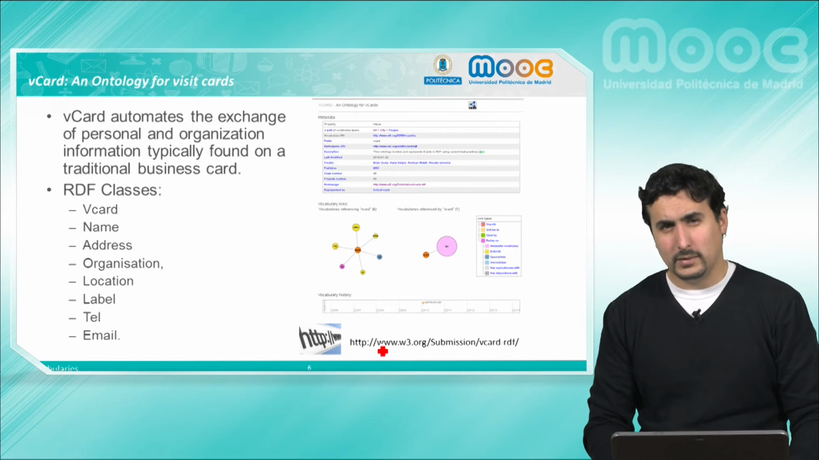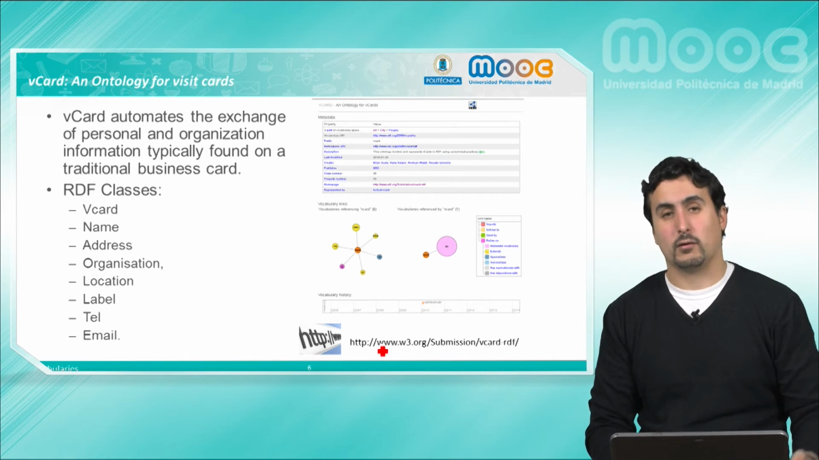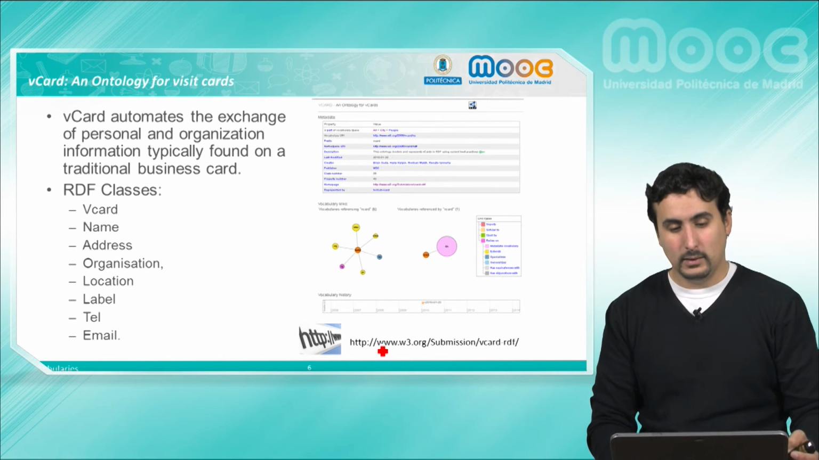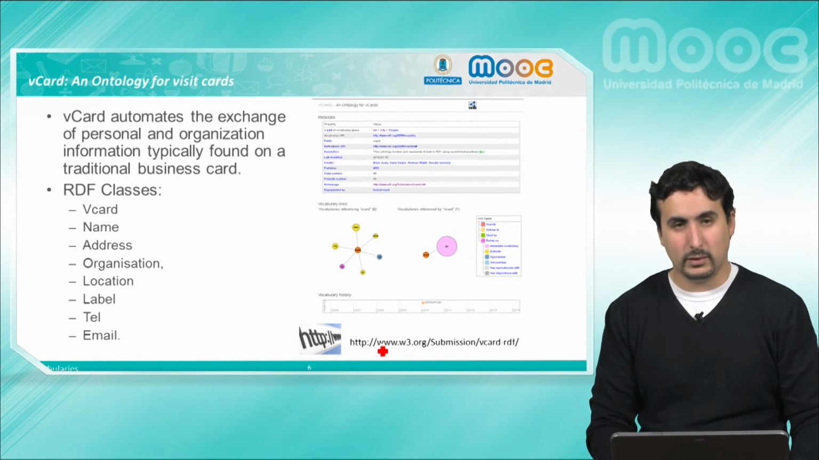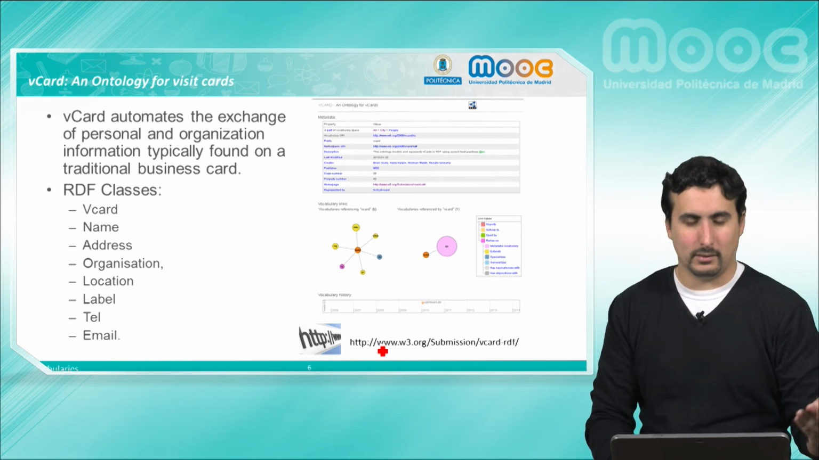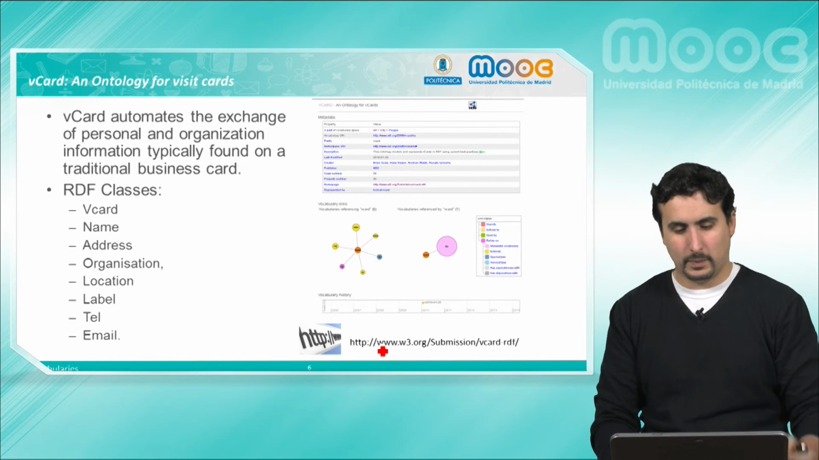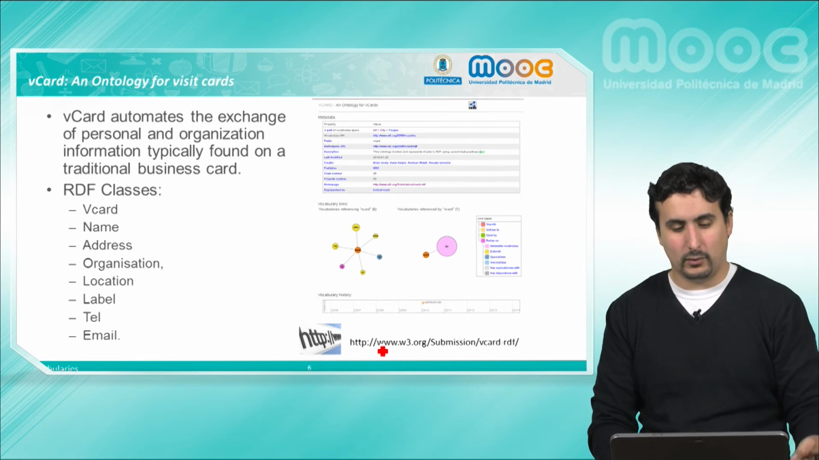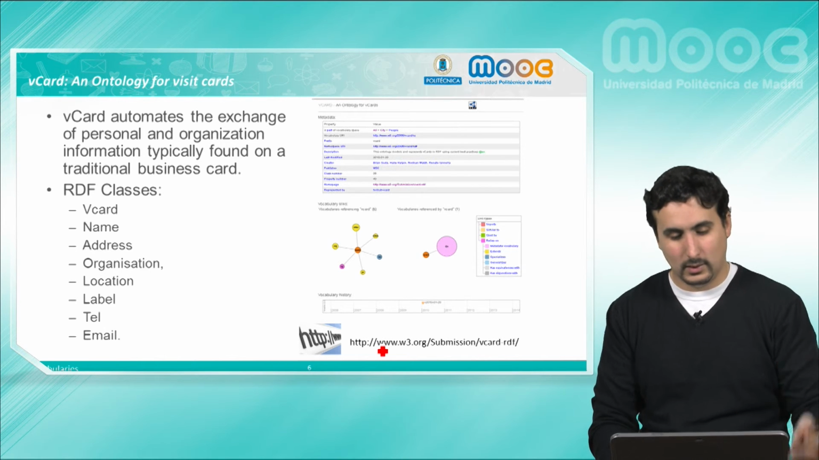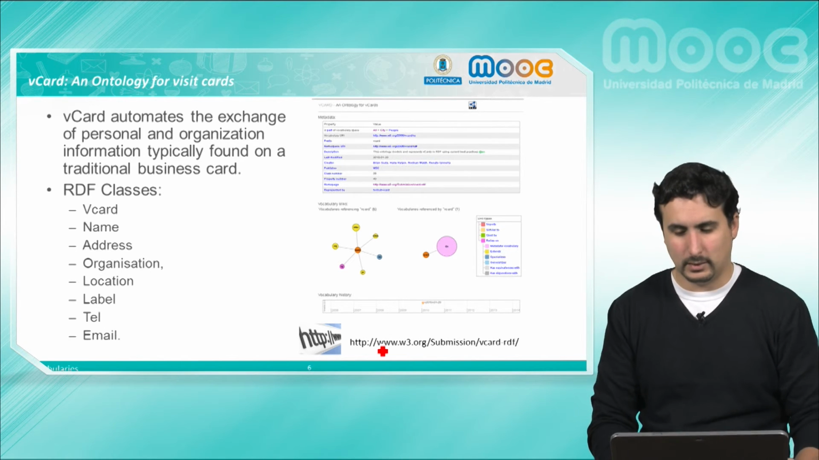On the other hand, besides FOAF, another popular vocabulary for representing personal information is vCard, which is an ontology that automates the exchange of personal and organizational information based on the concept of visit cards, of business cards. So we will have as well classes for representing name, addresses, organization, locations, telephone or emails, for example.